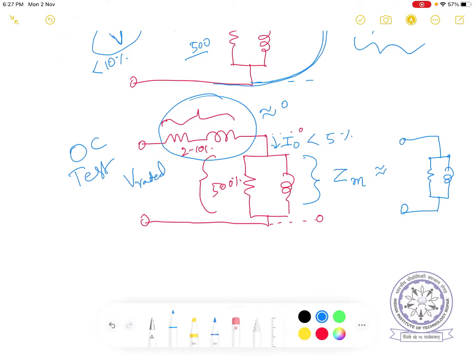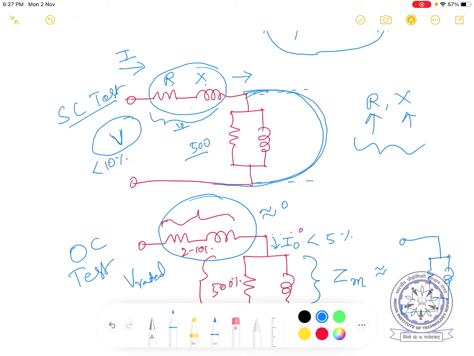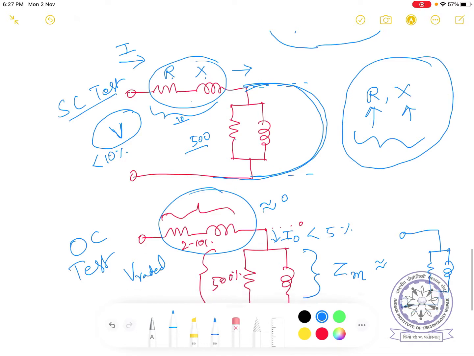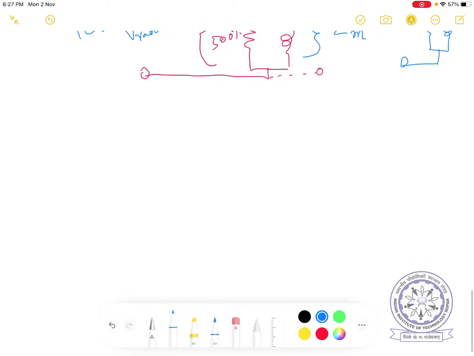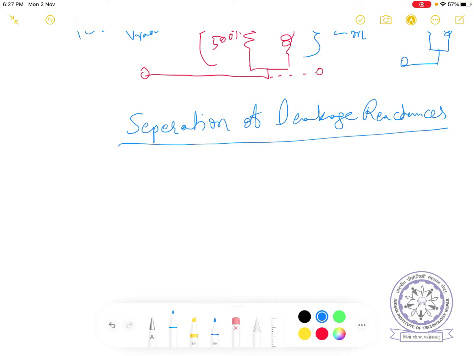Now, one of the issues here is that these quantities R and X are of both the windings. How do we separate these R and X? Can you think of any test using which you can do the separation of leakage reactances?